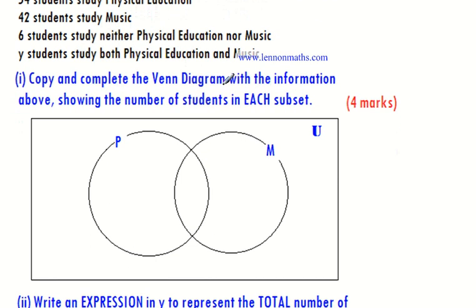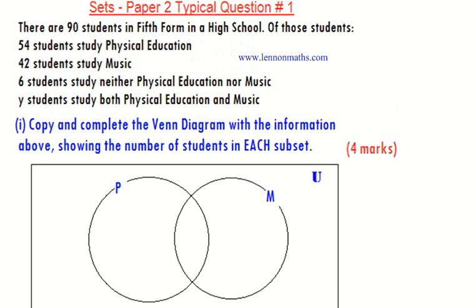And the instruction is given to us to copy and complete the Venn diagram with the information above, showing the number of students in each subset. So we gotta fill in this Venn diagram. So first we copy it like they said. That's important. Copy it in our answer booklet. If we're in an examination, we copy it in our answer booklet. And then we are supposed to complete it. In other words, fill in the information above as they noted.